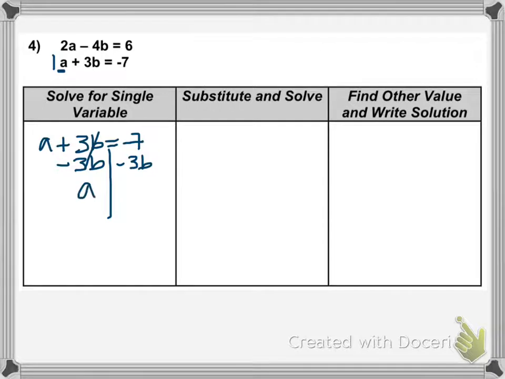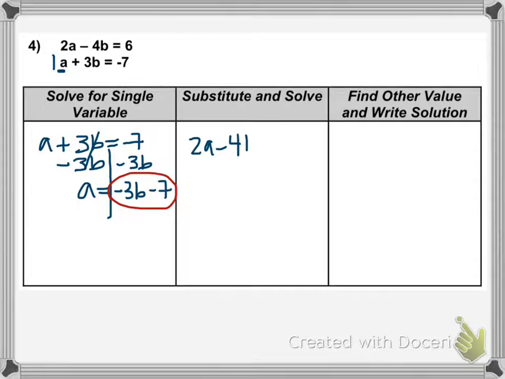So I've got a equals negative 7 minus 3b. Those are not like terms, so I'm just going to list them. It doesn't matter which one goes first. So now a equals the expression negative 3b minus 7. So now I'm going to write the equation that we haven't used yet, which is the first one.